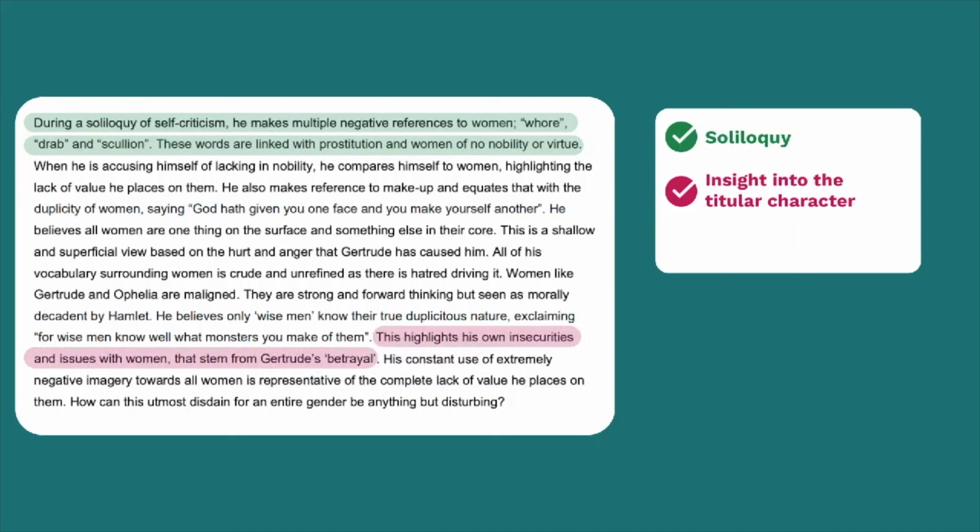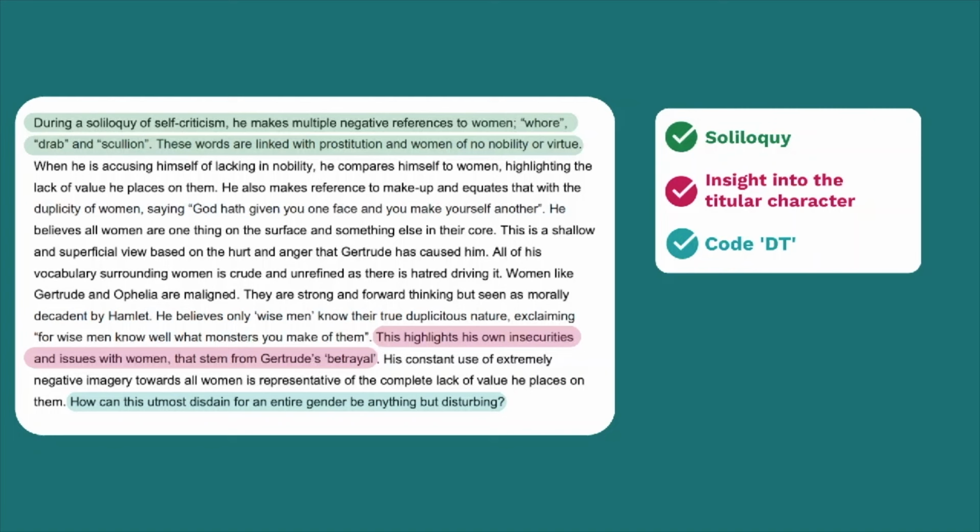Within this paragraph alone, the student outlines how Hamlet's soliloquies, along with his relationship with his mother, both confirm how psychologically disturbed the titular character is throughout the course of the play. The student's reinforcement of the word disturbing and the convincing points made around this aspect of the question leave no doubt in my mind that this main body paragraph is deserving of the code DT from the marking scheme. Even the last sentence, which reads, "How can this utmost disdain for an entire gender be anything but disturbing?" was a powerful and persuasive way to conclude this paragraph and hammer home the fact that the paragraph was on task.